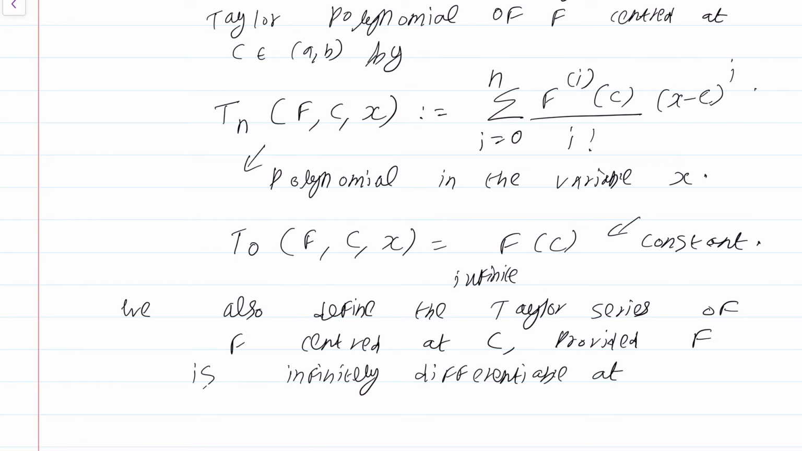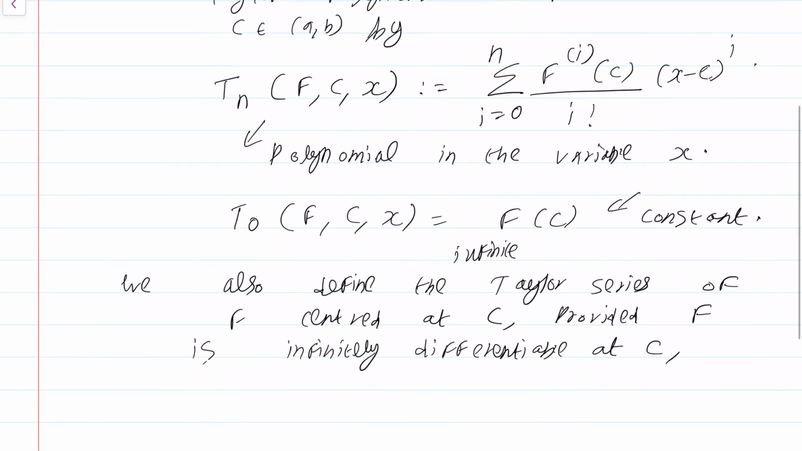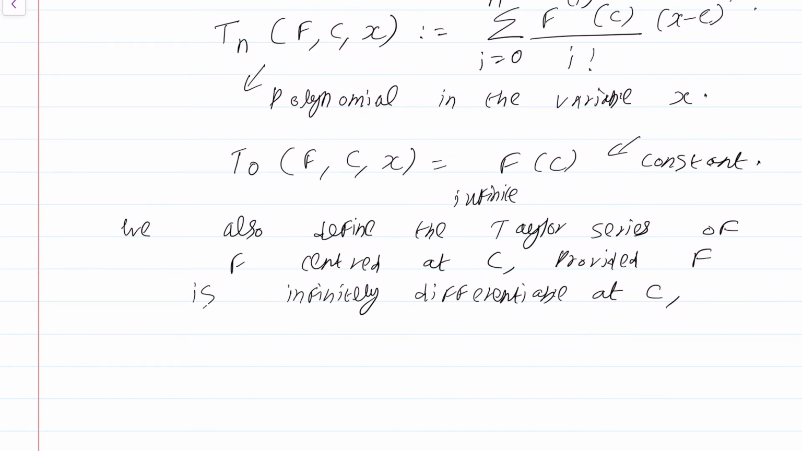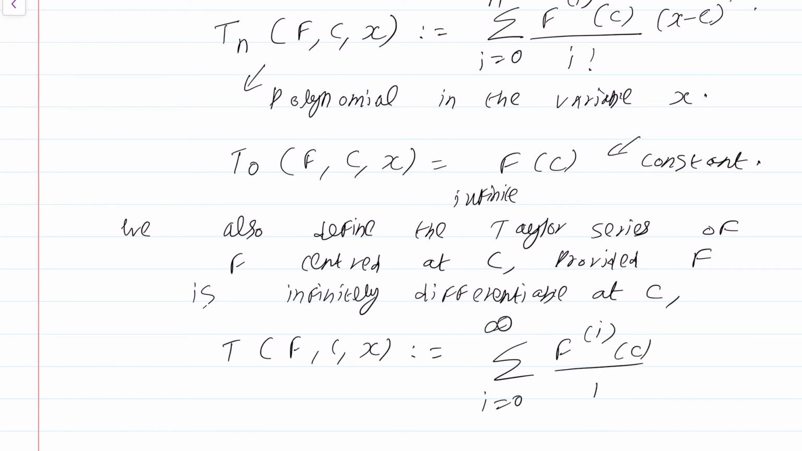You will see more about such functions, which are known as smooth functions, in the next module. Okay, so this just means that you can repeatedly take derivatives of f at c. f prime of c exists, f double prime of c exists, f triple prime, and so on and so forth. All of them exist. We define T of (f, c, x) to be just the infinite series, summation i equals 0 to infinity, f^(i), the ith derivative at c, by i factorial into (x minus c) to the whole power i.